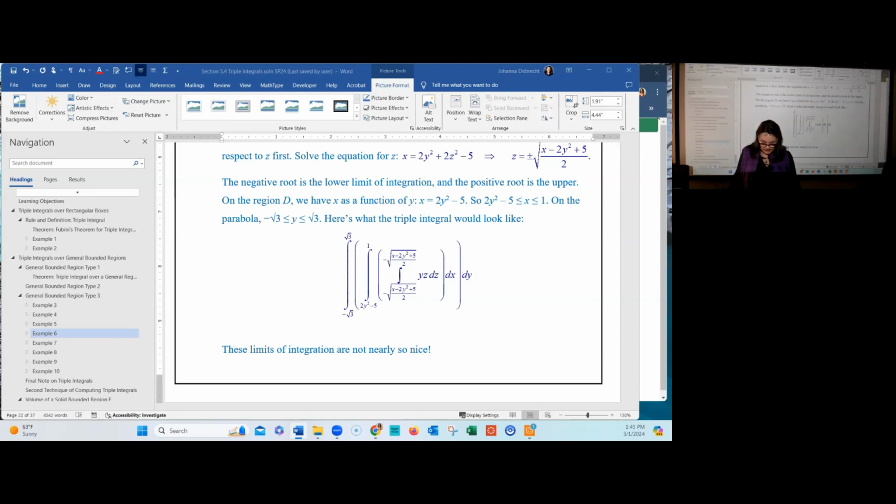Let's go ahead and pause the video while we work out the integration, and then turn the video back on and we can look at the answer.